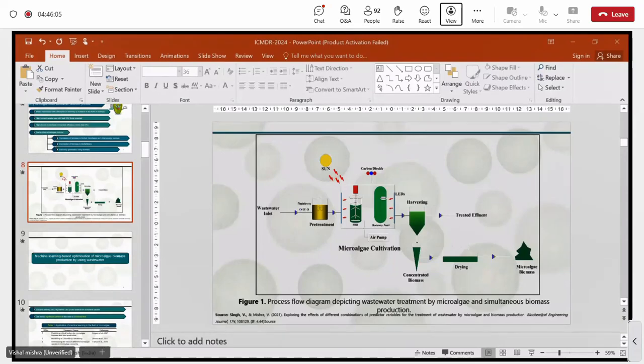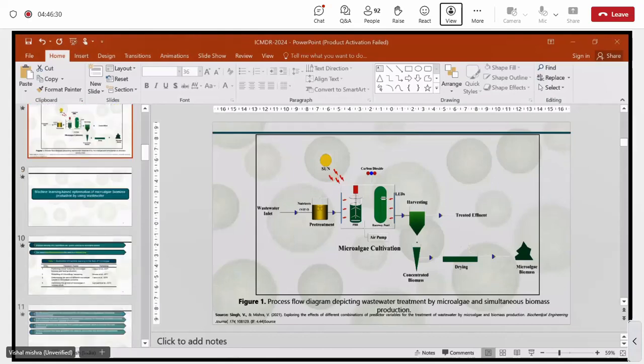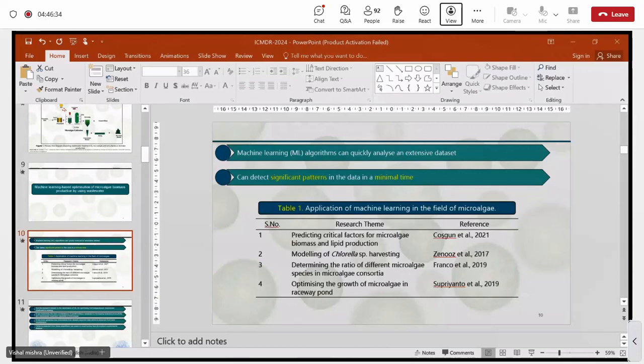What should be done? Either I carry out the experiments 1000 times with different optimization conditions and different parameters, or I just study the research papers, find out the different kinds of variables, and identify the trend available in their experimental readings. So that is why we used different kinds of machine learning technology in the growth of microalgae systems. The machine learning algorithm can quickly analyze an extensive set of data. We utilize this technology.